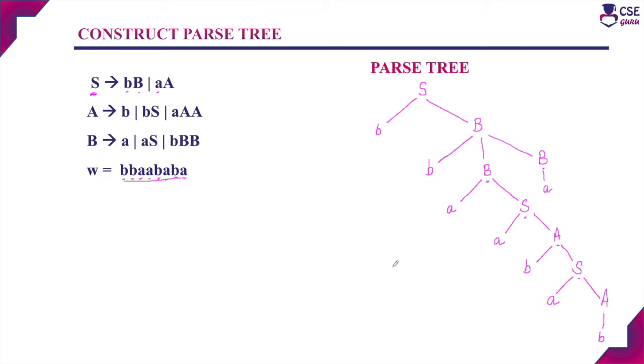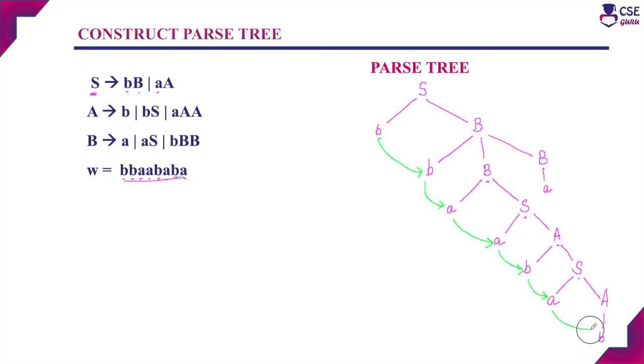So now we have constructed the parse tree. So we will trace the input string. The input string, if you are considering, first is b. So we have derived b, next b, and then next is a, and then a, and next is b, and then a, and last it is b and a.